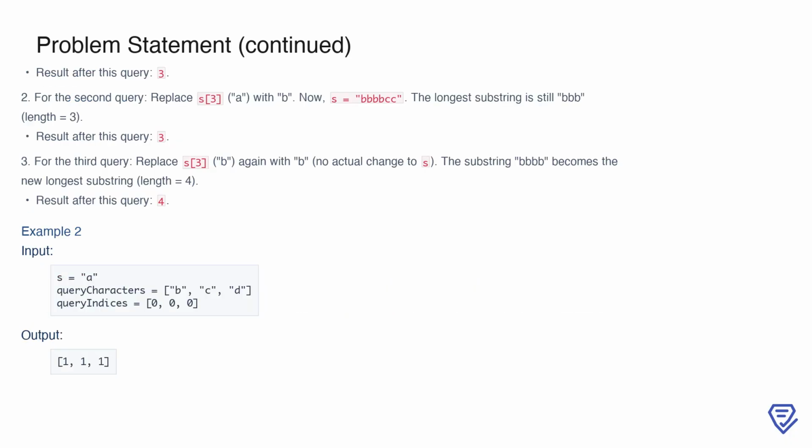For the second query, the character at index 3, which is a, is replaced with b. This updates the string to bbbbcc. The longest repeating substring is now bbbb, with a length of 4. So, the result of this query is 4. Finally, for the third query, the character at index 3, which is already b, is replaced again with b, meaning there's no actual change to the string. The repeating substring bbbb still has a length of 4. Therefore, the result for this query is 4.